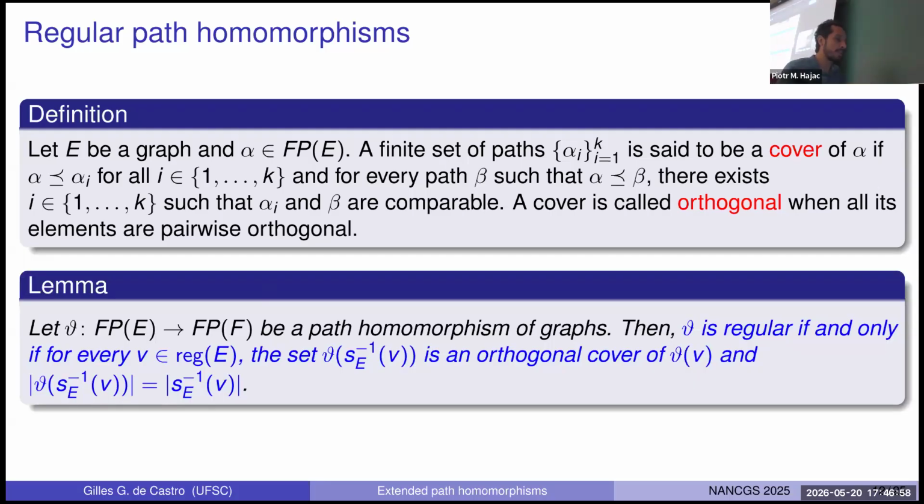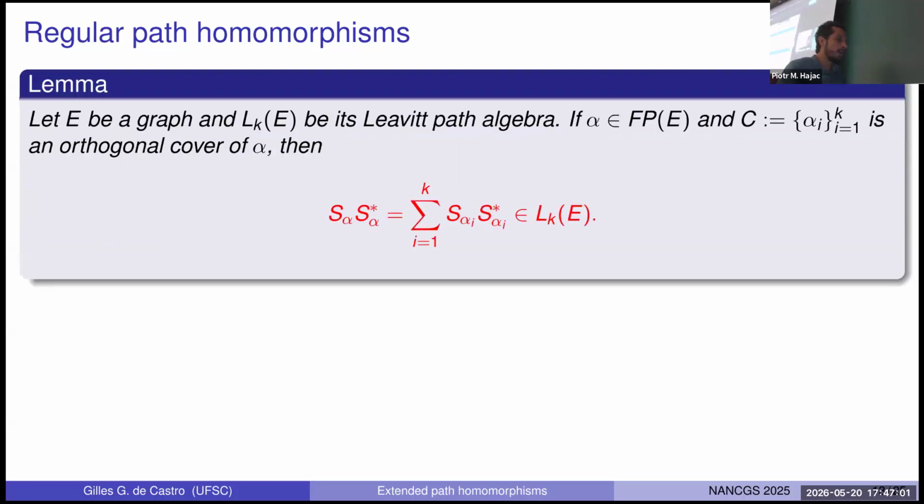So this is another way of looking at regularity. And the good thing about this cover is that whenever you have a finite path alpha and you have this finite cover, which is an orthogonal cover for alpha, then you can write S alpha S alpha star as the sum of the S alpha e_i S alpha e_i star. So the idea is that if you take the target of alpha, you can put in the middle the S of these targets because of these E1 and E2 relations.